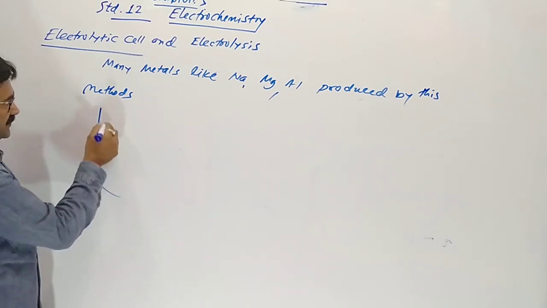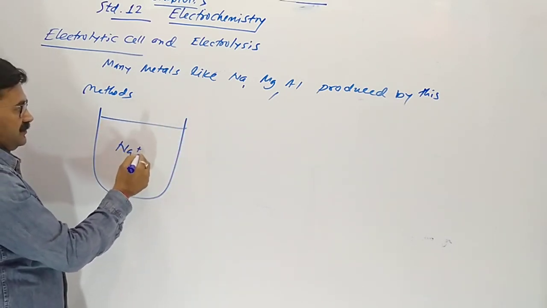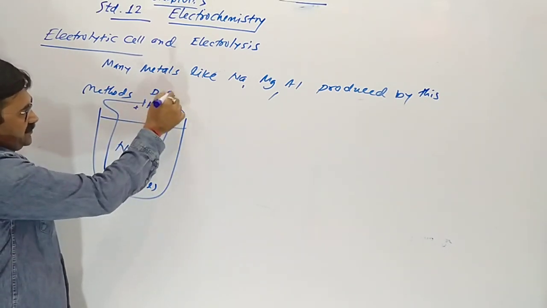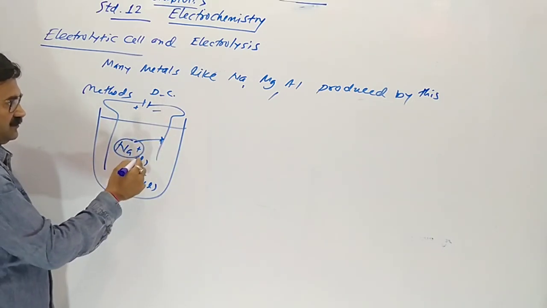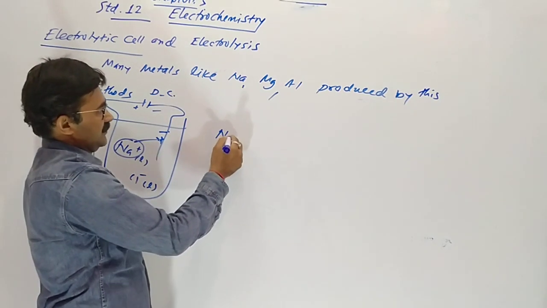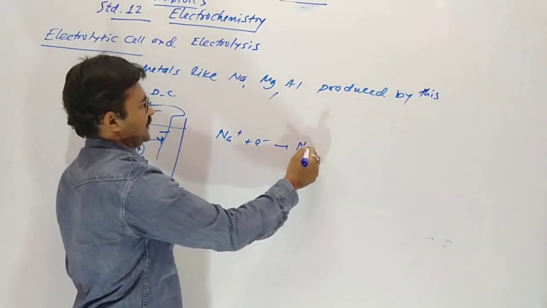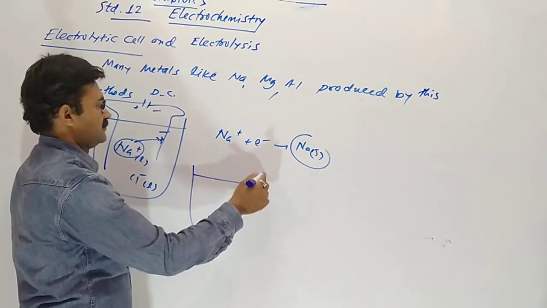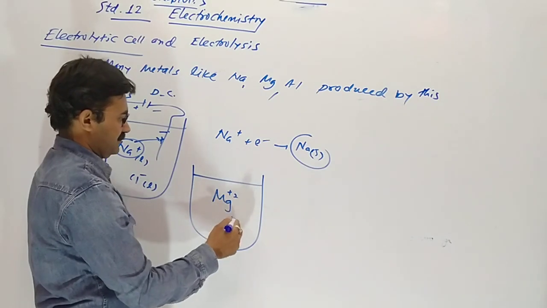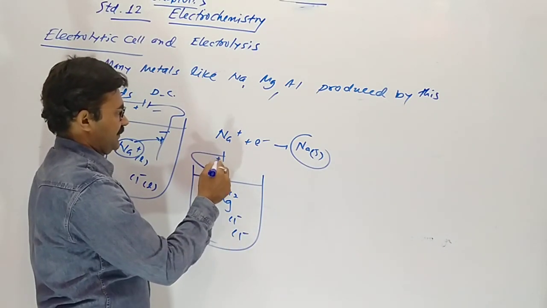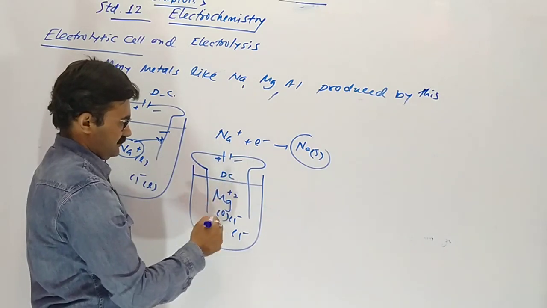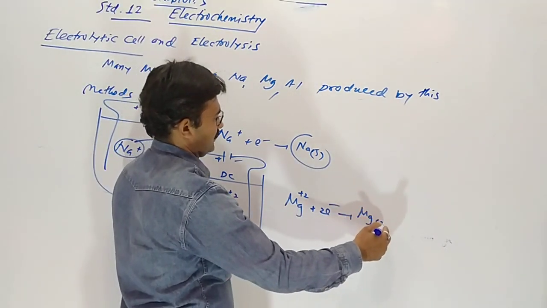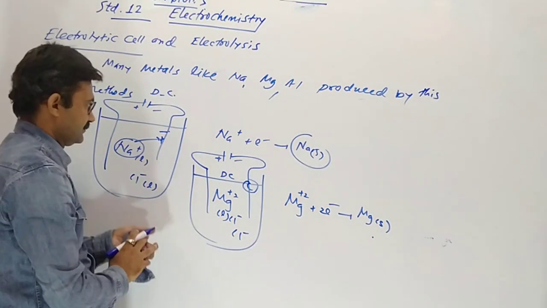Listen. Not aqueous. When we take molten NaCl, we apply direct current to it. So Na+ moves toward the cathode, where Na+ experiences reduction and we get sodium metal. Suppose molten magnesium chloride is given. We give DC current. So the Mg+2 ion gains 2 electrons and gives magnesium at the cathode.